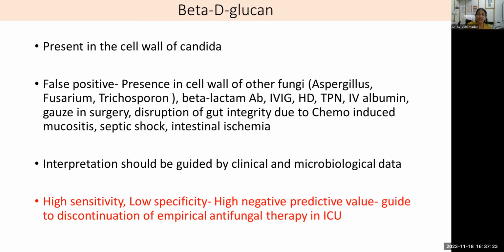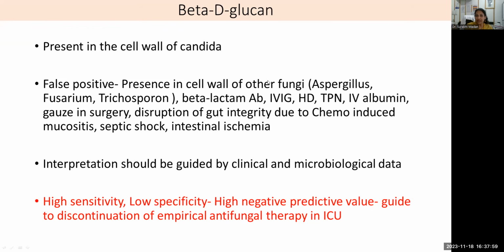Because the blood cultures may not always be positive in Candida, we have to rely on some non-culture diagnostics, and beta-D-glucan is one test which has been used increasingly in the ICUs these days. So beta-D-glucan is present in the cell wall of Candida. However, this test has to be interpreted very, very carefully, and always with clinical and microbiological correlation, because there may be a lot of false positives when you have other fungal infections like Aspergillus, Fusarium, Trichosporon, where beta-D-glucan is also present in the cell walls.